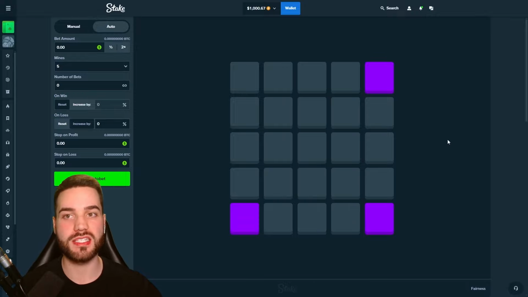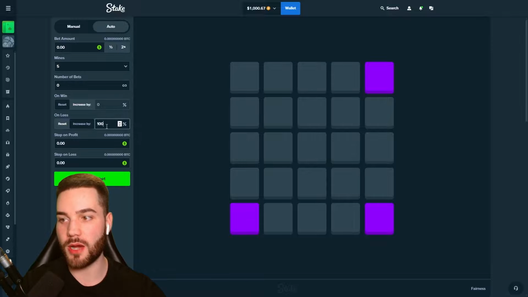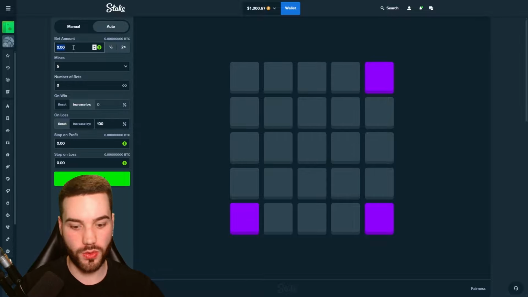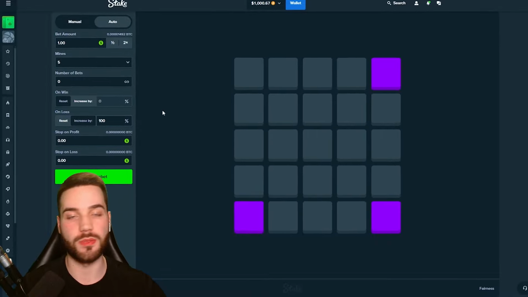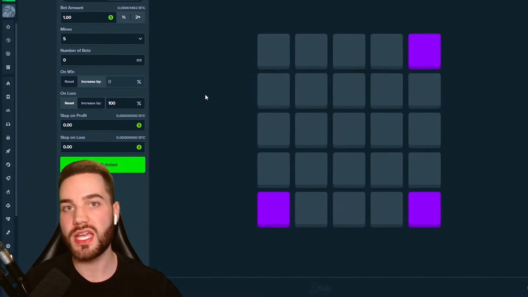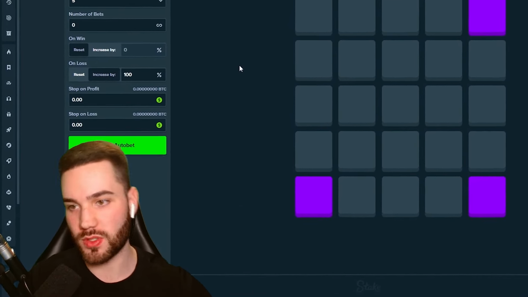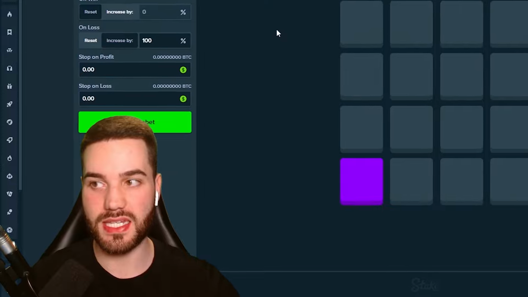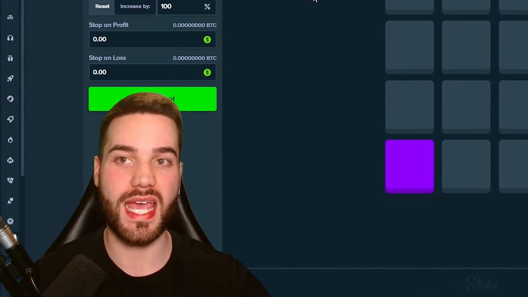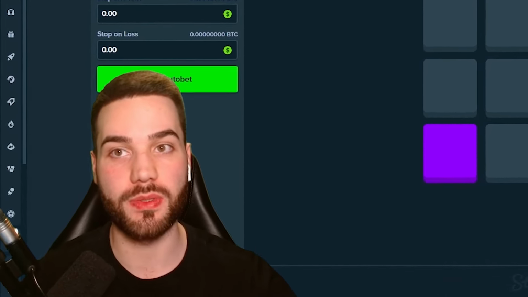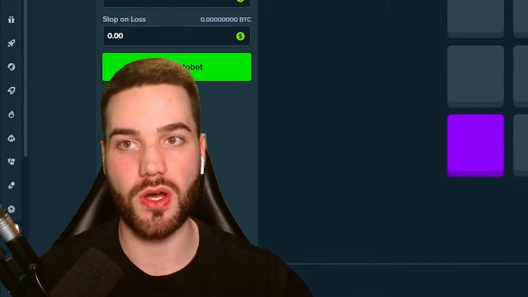Now, every time you win, it's going to be a clean 2x on the win, but every time you lose, increase the bet amount by 100%. So if we do a $1 bet increased by 100%, it's going to be $2. If we lose that, it's going to be four. If we lose that, it's going to be eight, and so on and so forth. The scary thing is if you go on a crazy loss streak and you lose your entire balance, and that can happen. So I would recommend starting very, very small, at least to start.